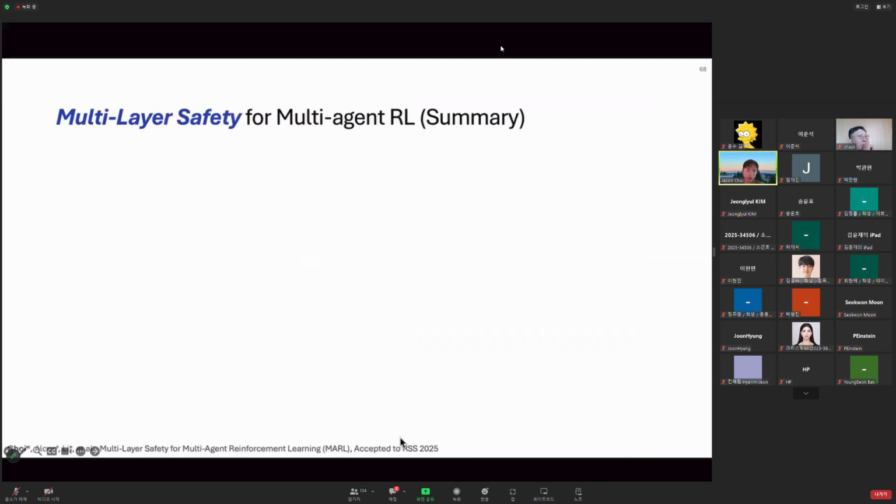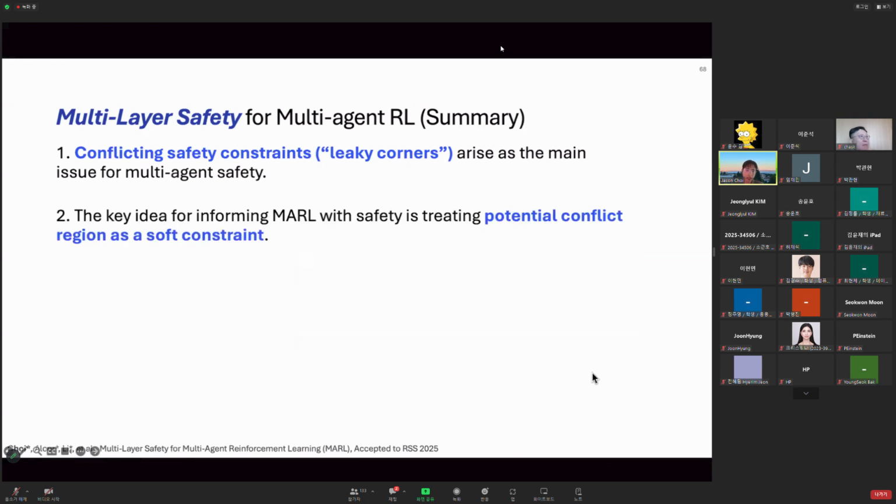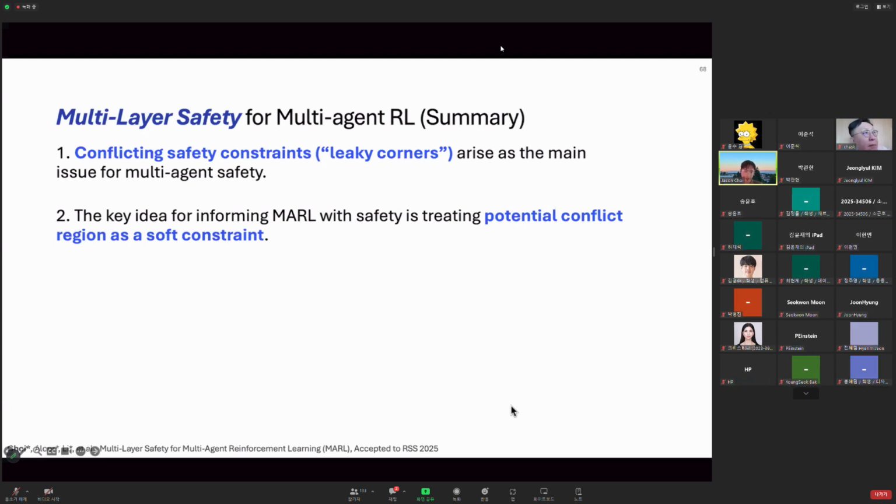So the summary of this second part of my work is that the main issue for multi-agent safety is these conflicting constraints, the leaky corner issue. And the key idea in our work was treating this potential conflict as a soft constraint and allowing the MARL policy to know about this issue by imposing a penalty signal in the reward function design.